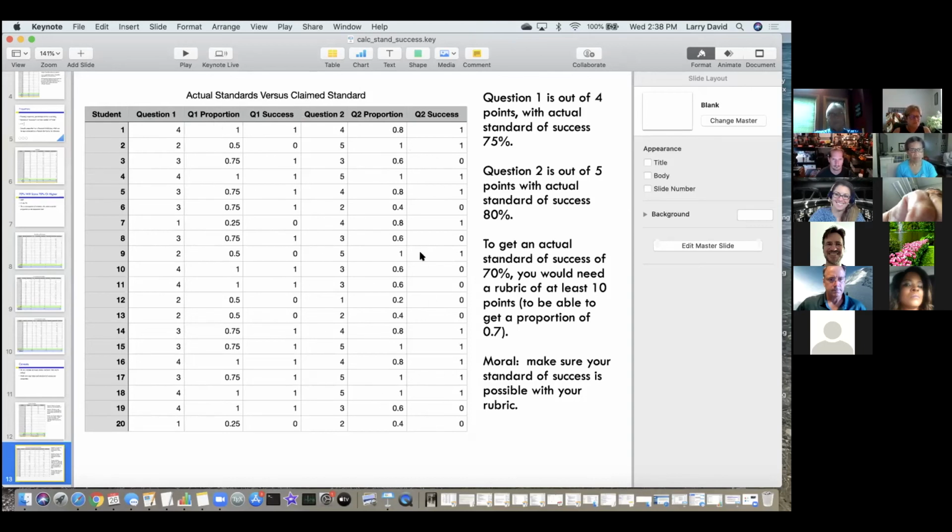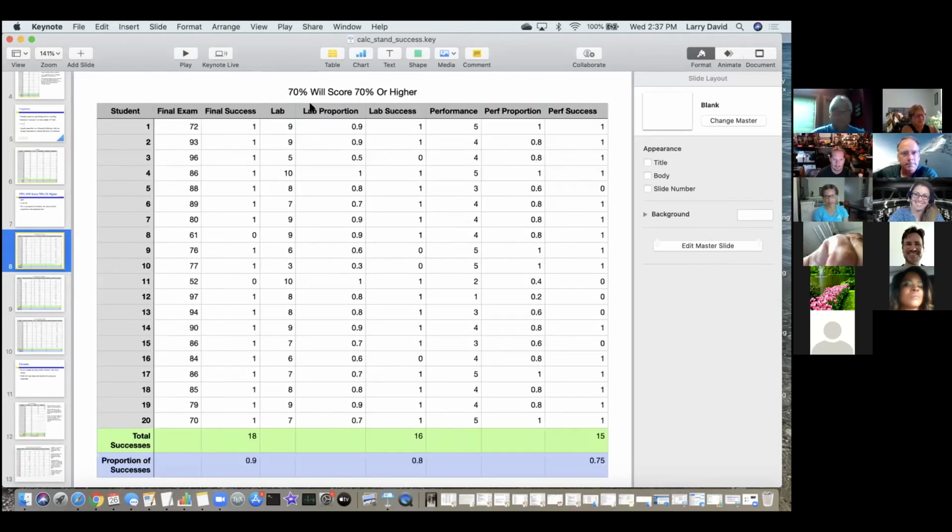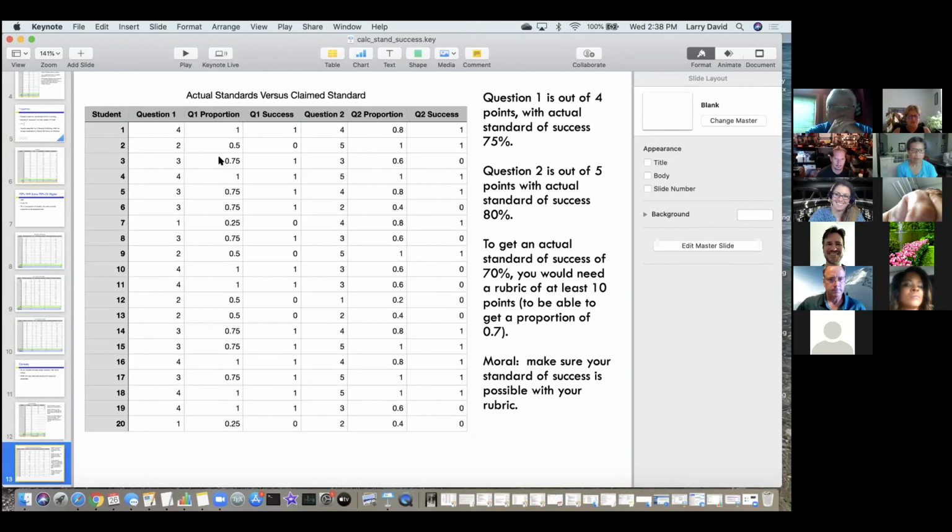And if your standard of success is 70%, will score 70% or higher. With your 4-point rubric, you can't get 70%. You can get 50%. You can get 75%. That's it. Nobody can get 70%. And you might say, well, what's the big deal? Well, the big deal is you're claiming that your standard is 70%, but your actual standard is 75%. In order to get 70%, somebody has to get actually 75%. So you're kind of selling yourself short.